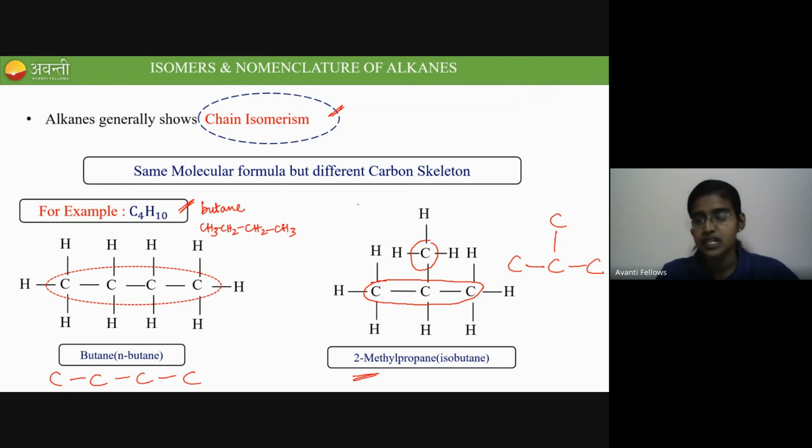And the isomer of this is 2-methylpropane, and the condensed structure will be CH3, CH, CH3 and CH3. To the second carbon, a methyl group is attached, right? So it is called 2-methylpropane, which is nothing but isobutane. These two compounds, n-butane and 2-methylpropane, have the same molecular formula, but when you see the carbon skeleton, here all the carbons are arranged in a linear fashion, whereas in the second compound, only 3 carbons are in the linear straight chain manner. One is in the branched position.